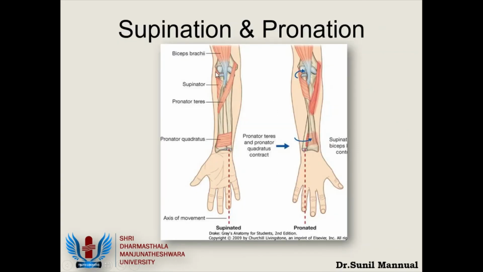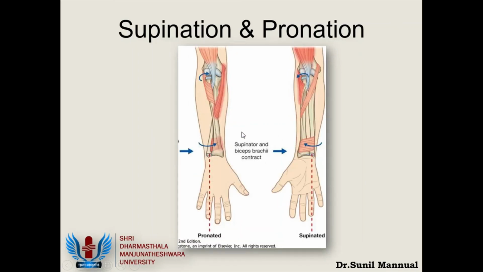So the first and most important pronator of the forearm is the pronator teres, followed by the pronator quadratus. So you can see the pronator teres from here, it's attached all the way to the lateral side of the radius. So when this muscle contracts, you'll see how beautifully the radius moves from this end to this end, as you can see in this picture. Same thing with the pronator quadratus. The supination is mainly brought about by the biceps along with the supinator muscle.